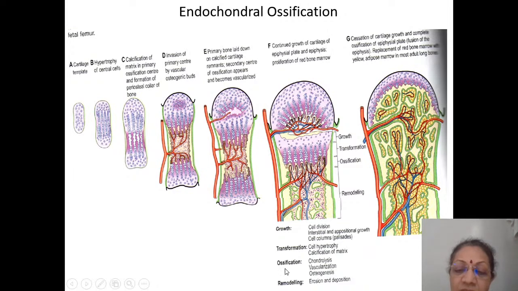Then the stage of ossification, where there is chondrolysis: lysis means breaking down and chondro is cartilage. The original cartilage gets broken down completely. Blood vessels come in, so vascularization happens, and osteogenesis, or generation of bone tissue, occurs via the multiplication of the osteoblasts and formation of osteocytes. And then remodeling as a last stage: the final shape and contours of the bone are laid down by erosion of the extra material and deposition in the particular shape that is required for that bone.